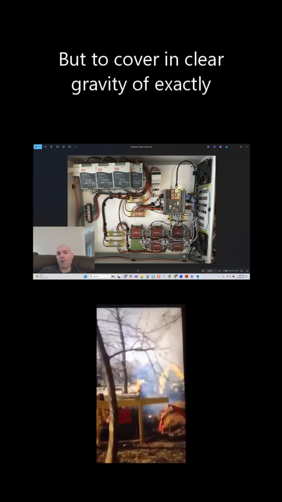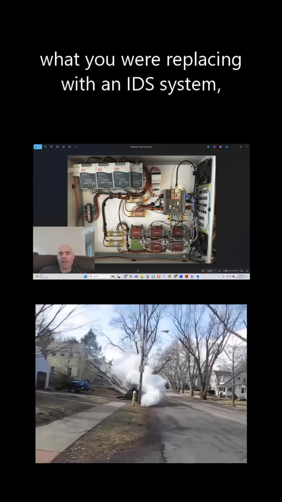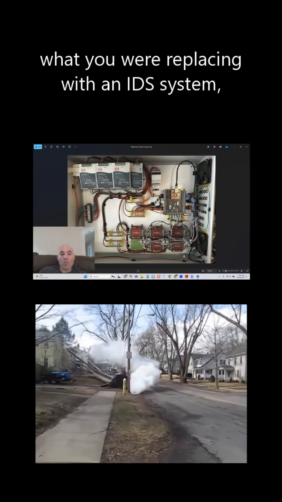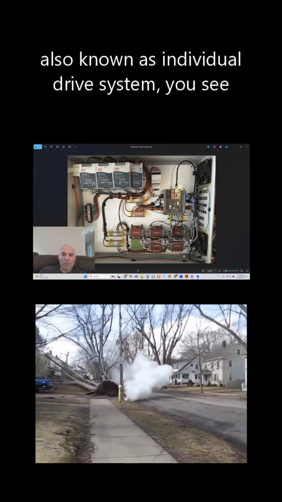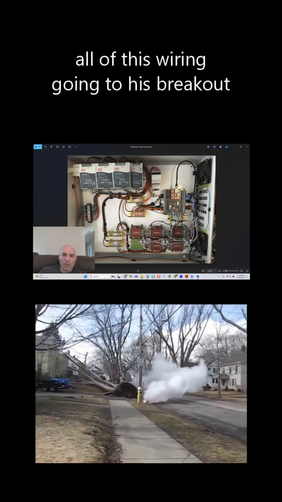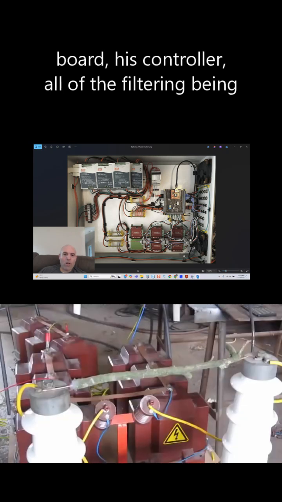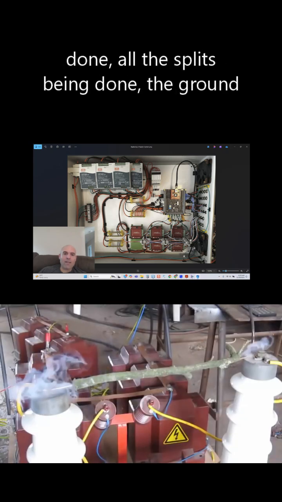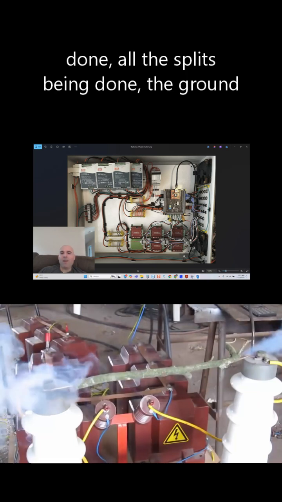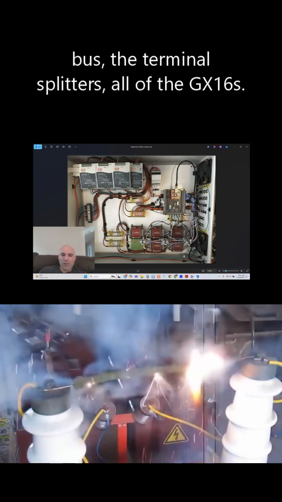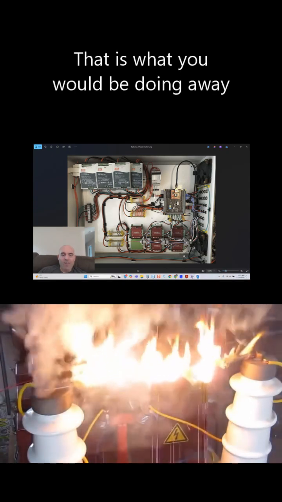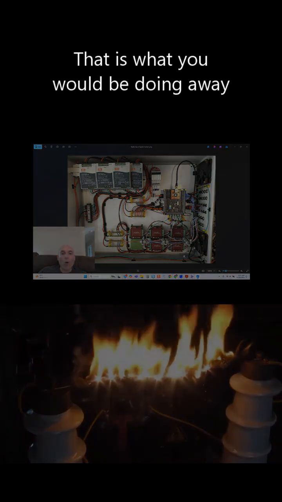But to cover in clear gravity exactly what you were replacing with an IDS system, also known as individual drive system, you see all of this wiring going to his breakout board, his controller, all of the filtering being done, all the splits being done, the ground bus, the terminal splitters, all of the GX16s. That is what you would be doing away with.